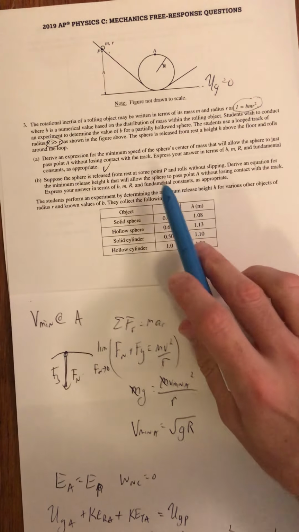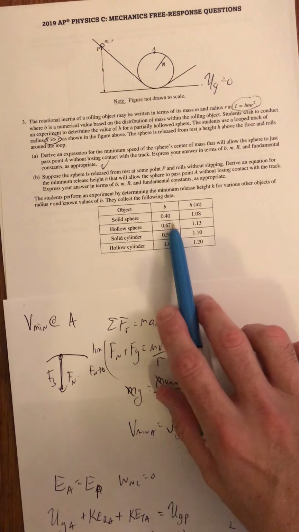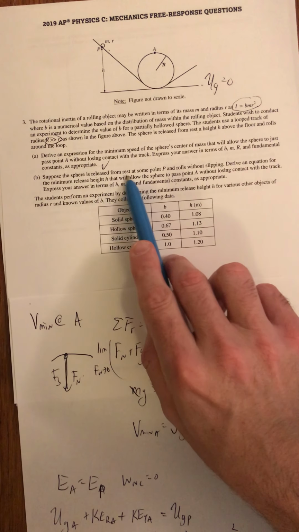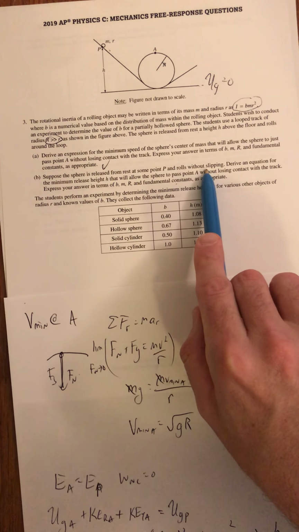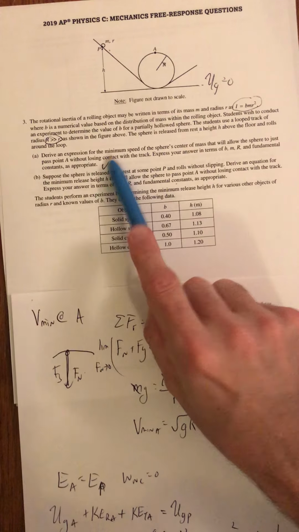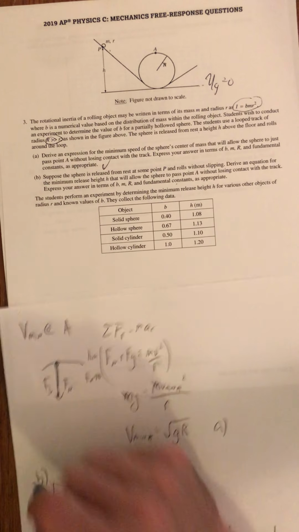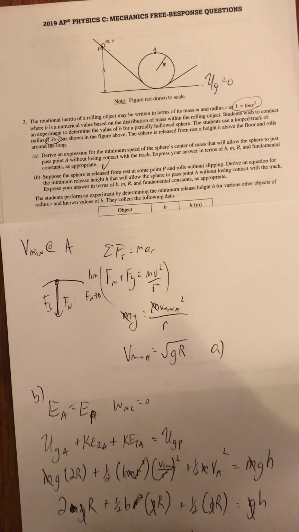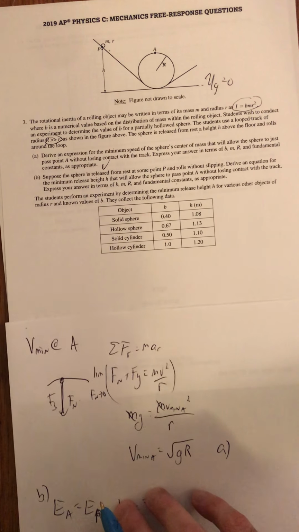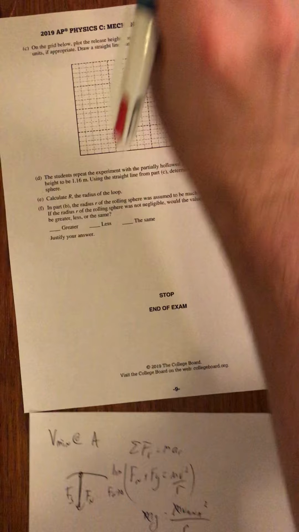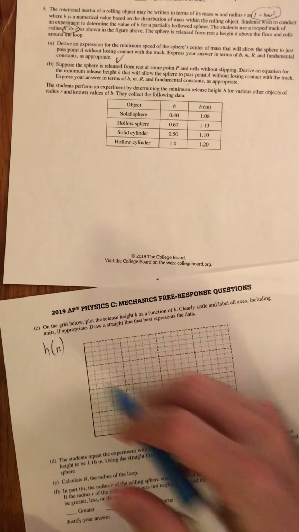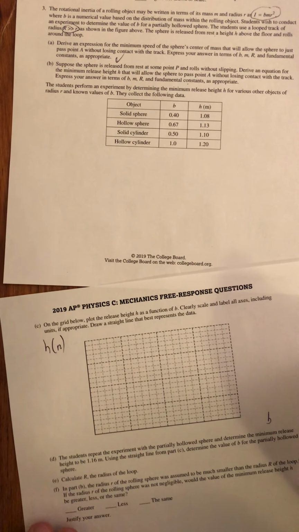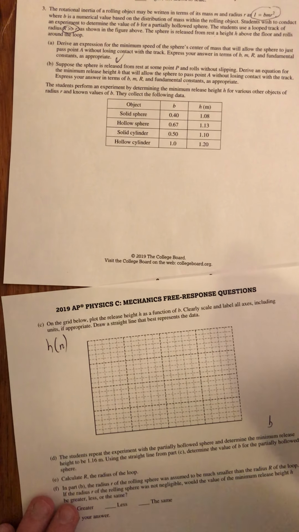Great. Boom. Students perform, they get this. So suppose the sphere is released from rest at some point P and rolls without slipping. Hold on a second. Derive an expression for the, that's part A and this is part B. I just did them both. All right, awesome. Now let me collect the data on the grid below, plot H versus B. This is just grunt work. I don't know why they think it's useful to make you graph things.